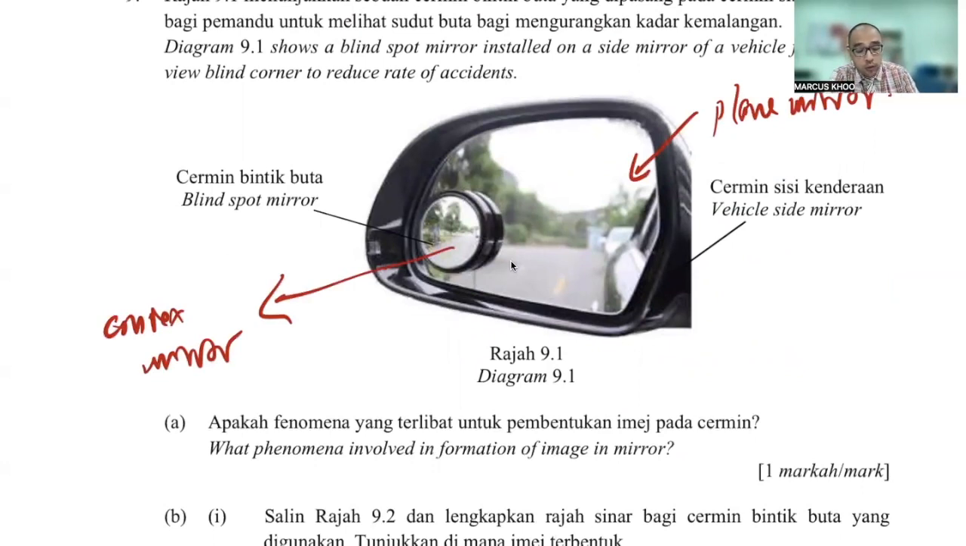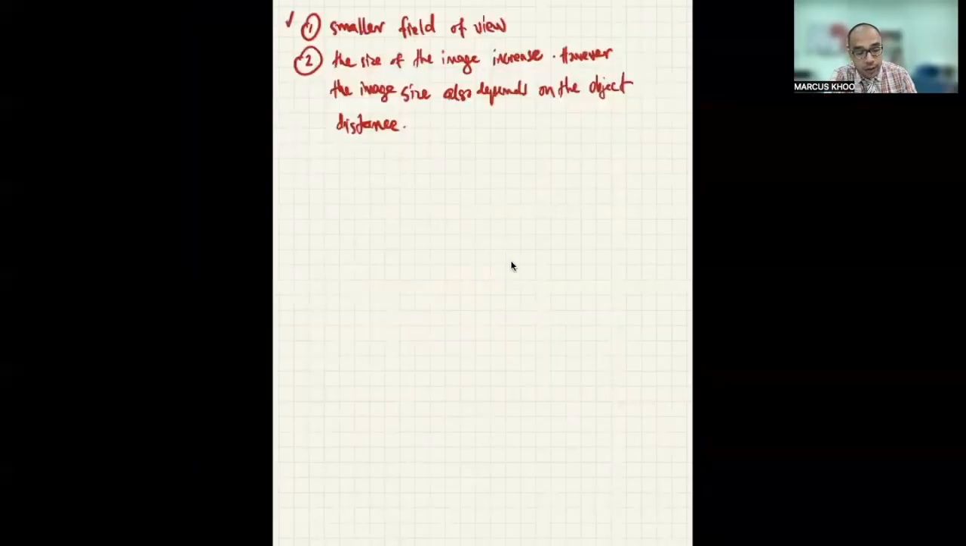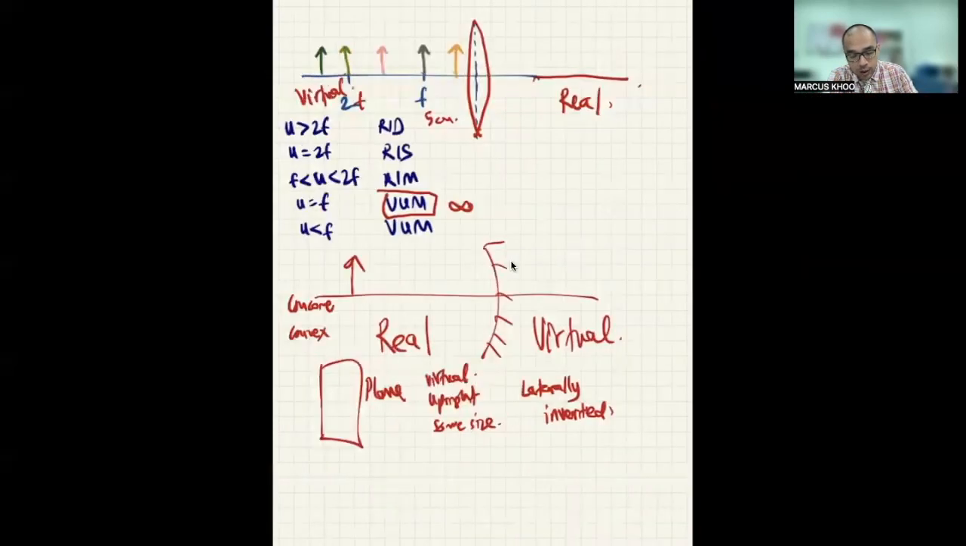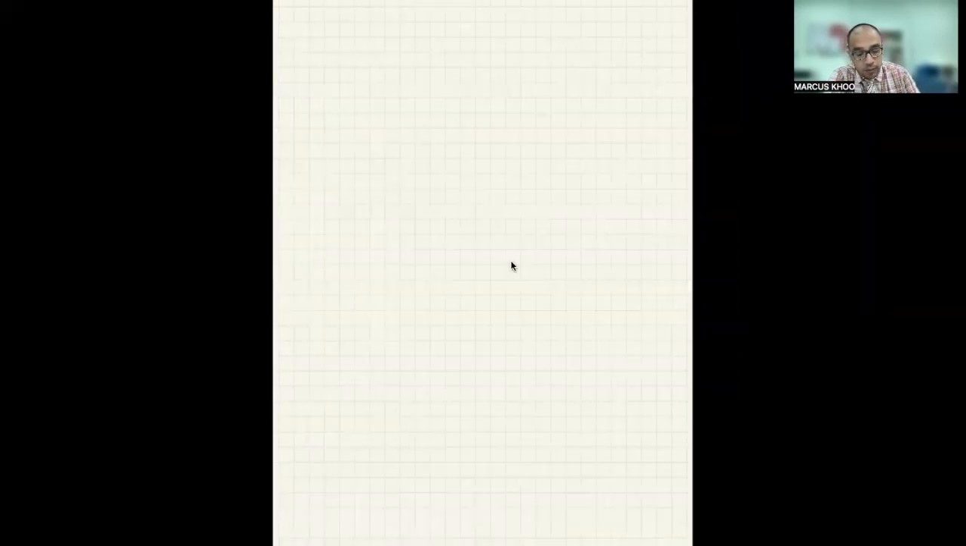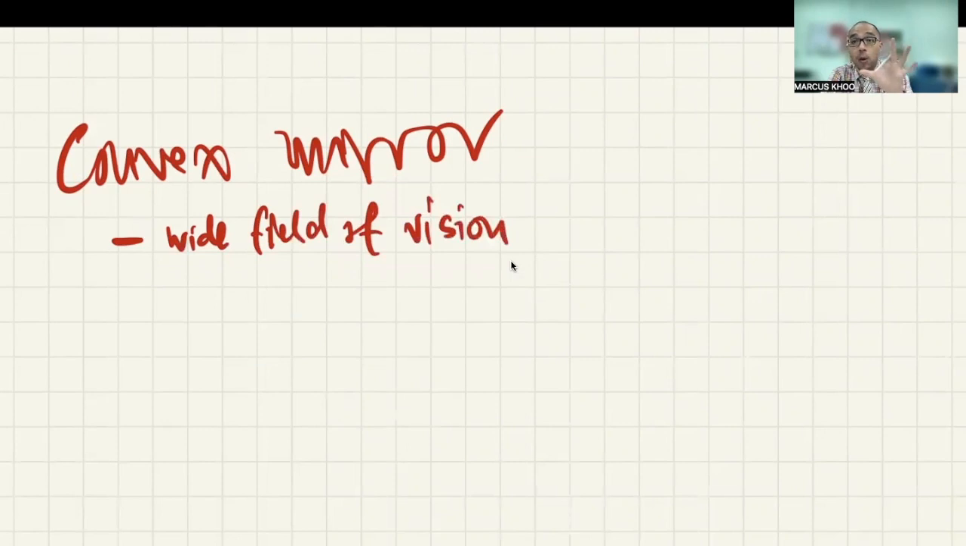Before we actually go into the question, just to remind you of the essential things about mirrors. When you talk about the convex mirror, the important feature is that it has a wide field of vision. You can see more things. But the downside to it, if it's a downside, is that the images are diminished.